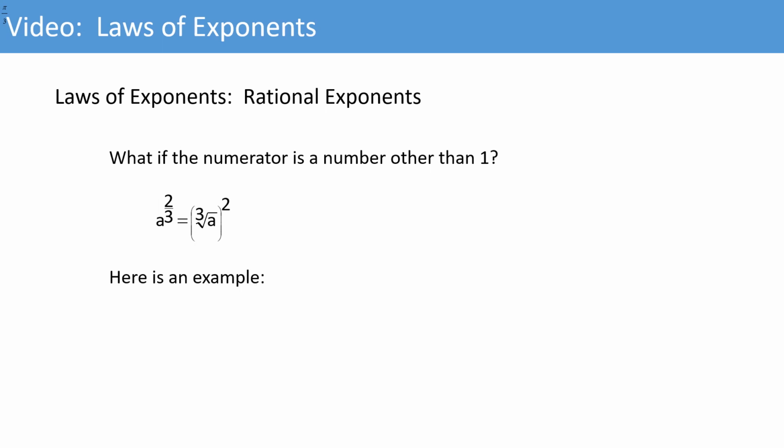Here is an example. 64 to the exponent 2 divided by 3 is equal to the cube root, or the third root of 64, squared. So the cube root, or the third root of 64 is 4. 4 squared is 16.